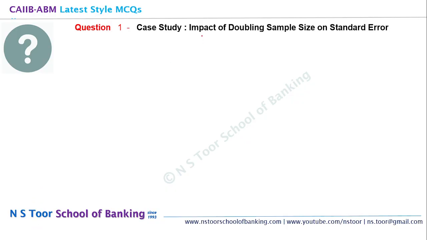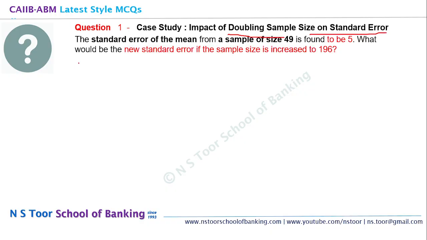So our first question is regarding the impact of doubling sample size on standard error. What is the question? The standard error of the mean from a sample of size 49 is found to be 5. What would be the new standard error if the sample size is increased to 196?